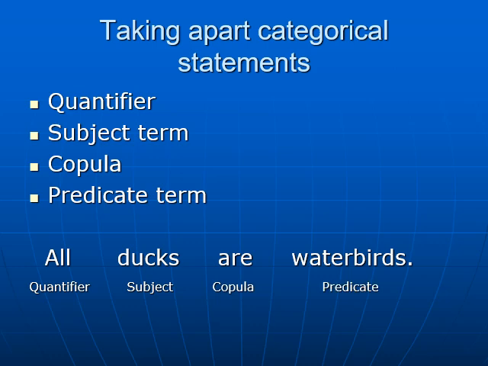Every categorical statement can be put into this form. Of course, they won't all be all statements. Some of them will be something like no ducks are fish, or some ducks are white, or some ducks are not black. They can have different forms, but they all have this basic structure: a quantifier, subject, copula, and predicate. Those four in that order. Now, when we've gotten this far, it's time to go on.